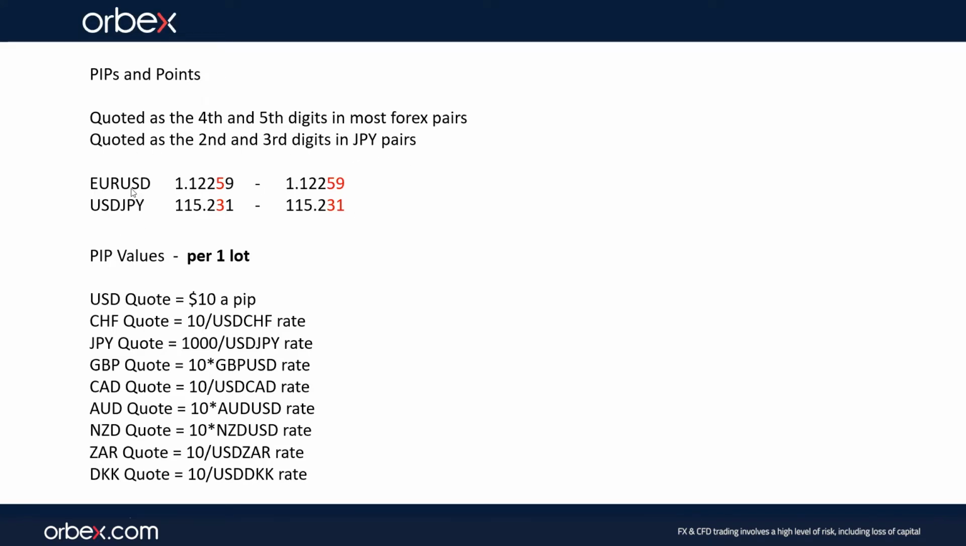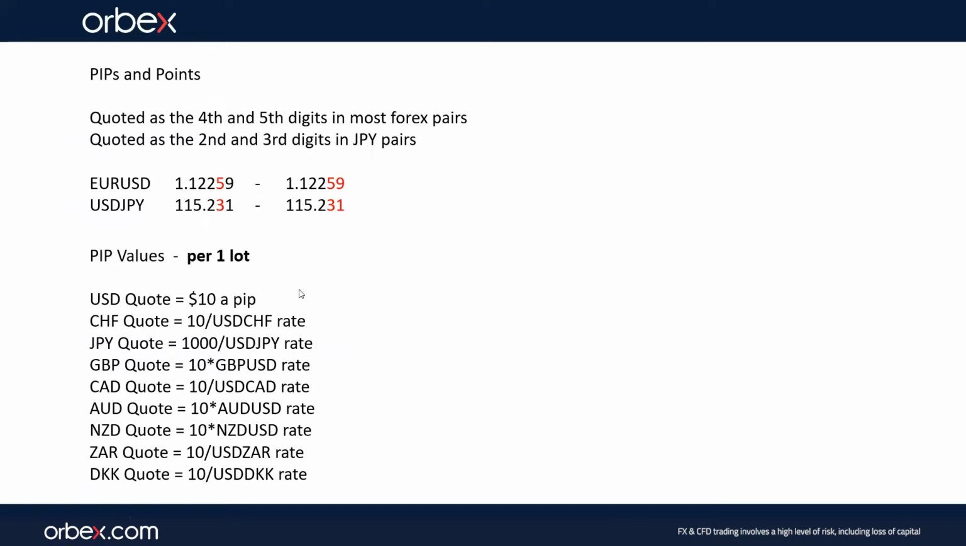So we've got an example here again, euro dollar. So 1.12259. So this is the 4th digit. This is the pip, and this is the point. So it's 5.9 pips or 59 points. And with yen pairs, it's the 2nd digit. So we've got 3.1 pips or 31 points, based on however you want to look at that. And these are the pip values per one lot. It's important per one lot because it's just in the calculation.